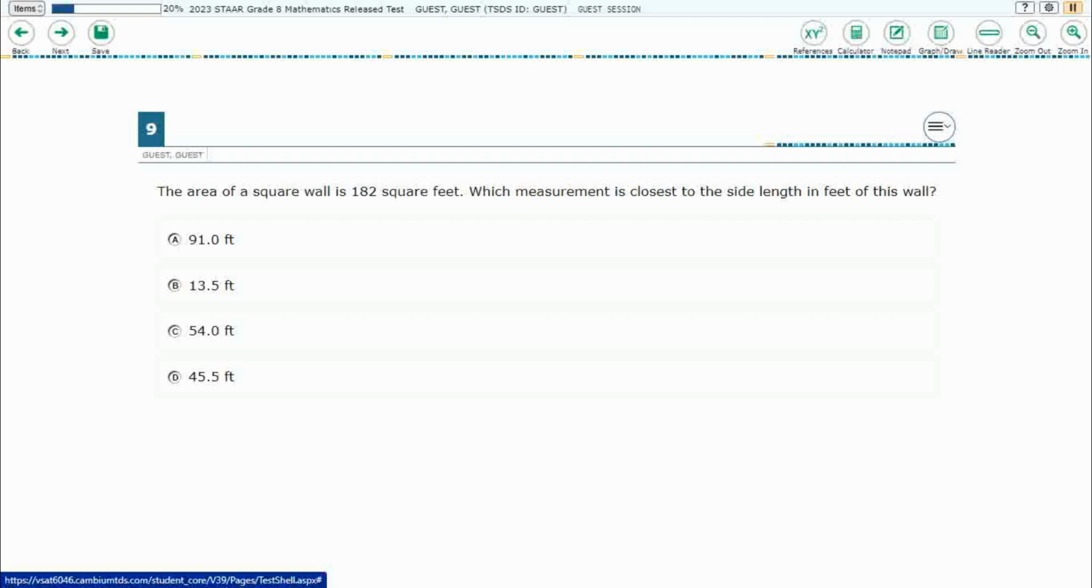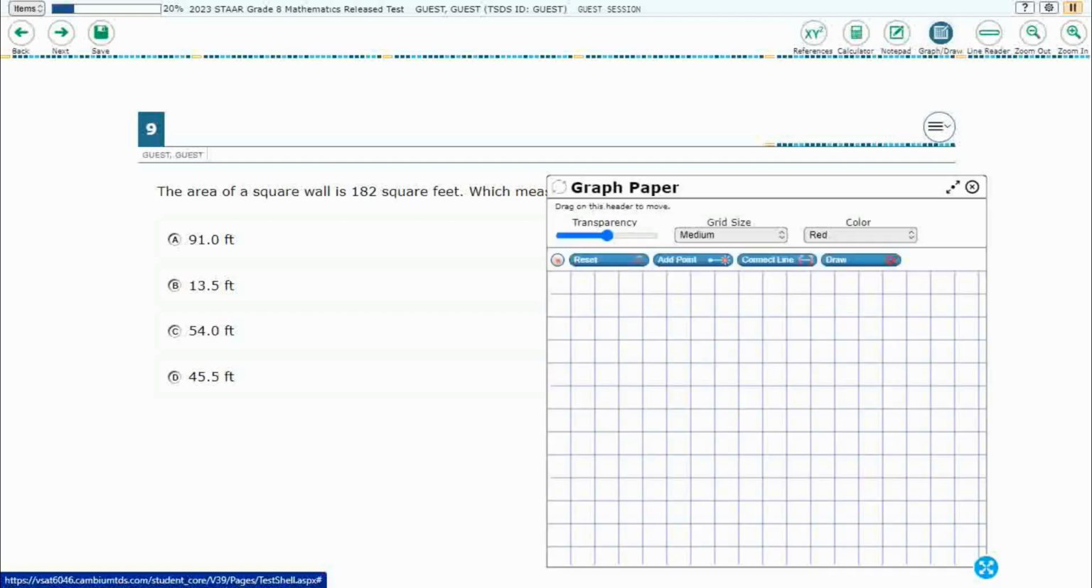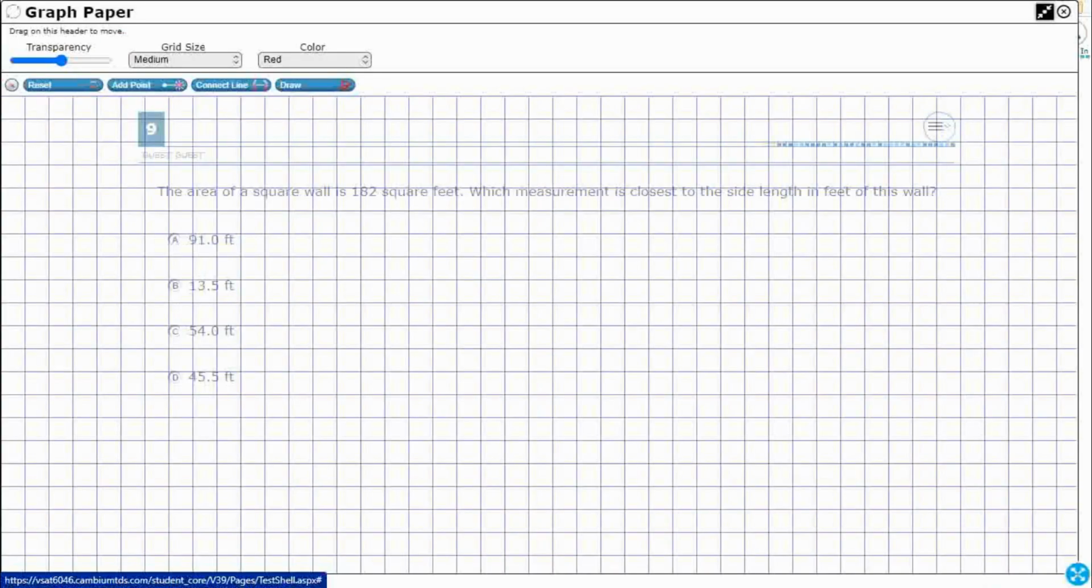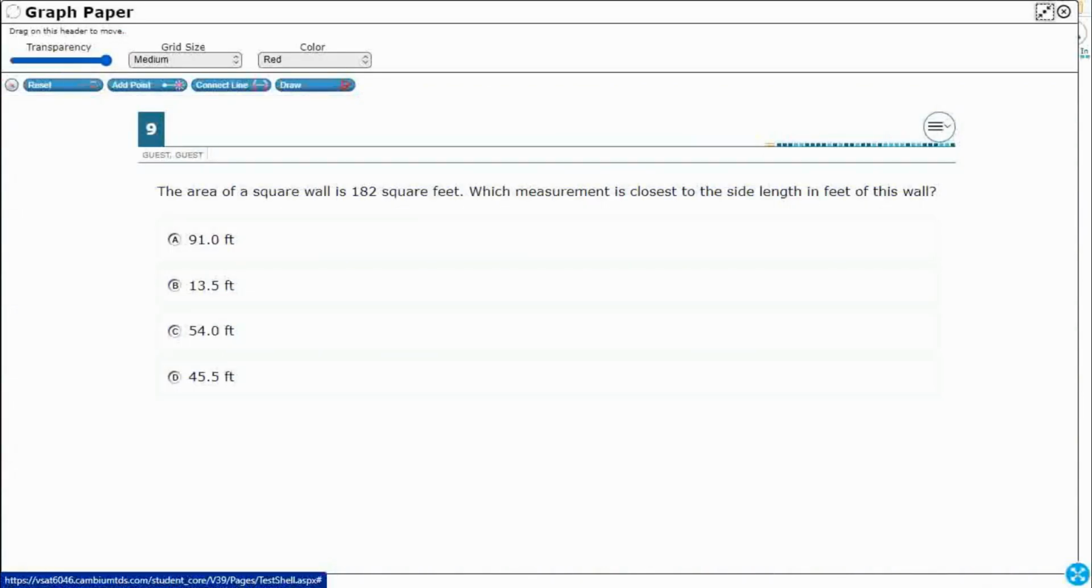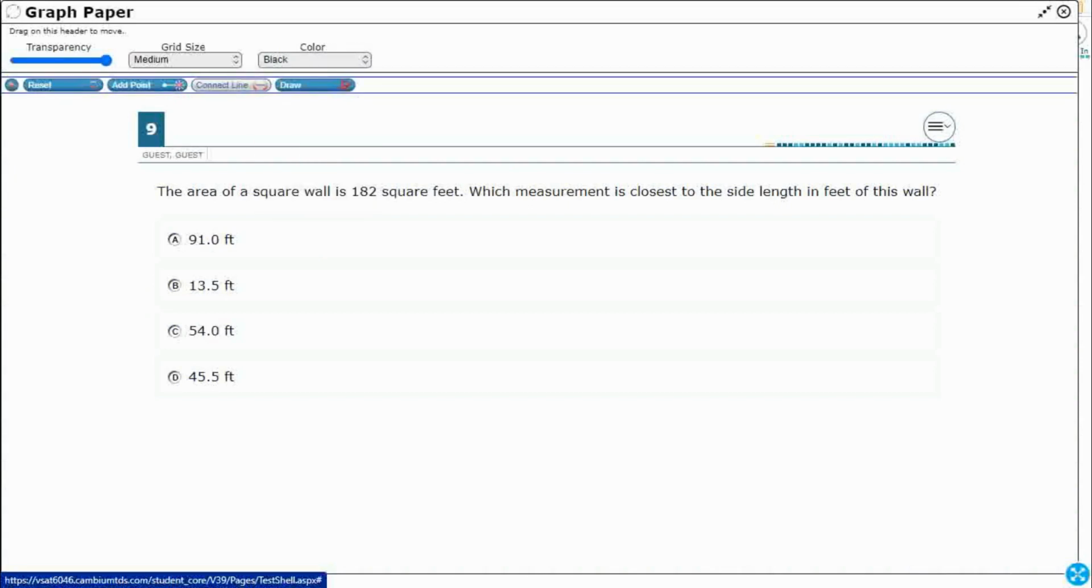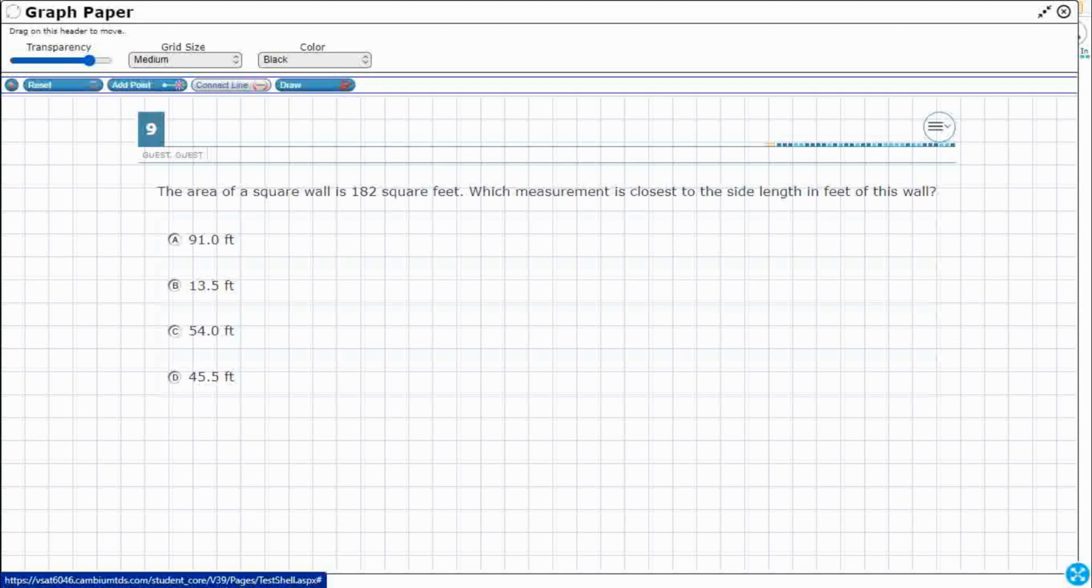So we've got the area of a square wall, 182 square feet. We need to find something that's closest to the side length. So let's put a visual representation here, just so we can see what we're doing, because it's really not asking us to do much with area or anything like that. But let me just draw a square.